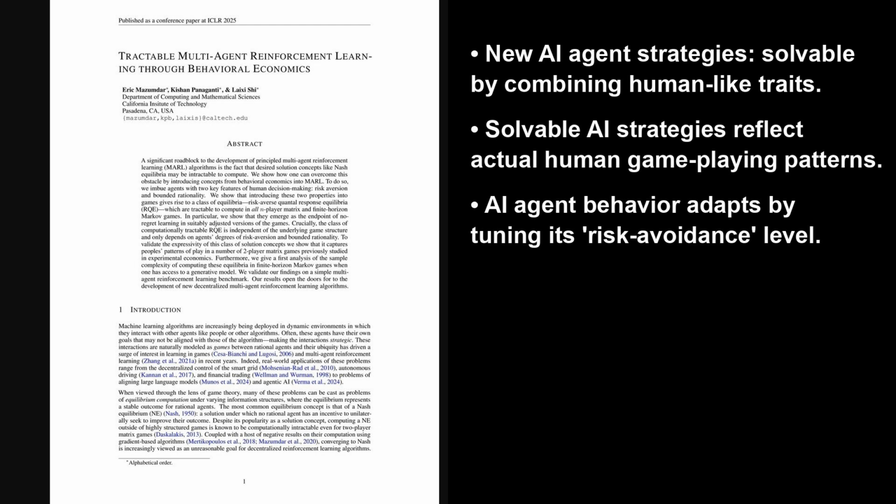So the cliff walk experiment really drives home how these behavioral economic ideas, risk aversion and bounded rationality, directly influence agent strategies. The key takeaway is that by building these human-like traits into AI agents, researchers created risk-averse quantal response equilibria. These are great at capturing human-like decisions and are computationally tractable, meaning they can be calculated efficiently. This offers a solid foundation for more practical multi-agent reinforcement learning algorithms.